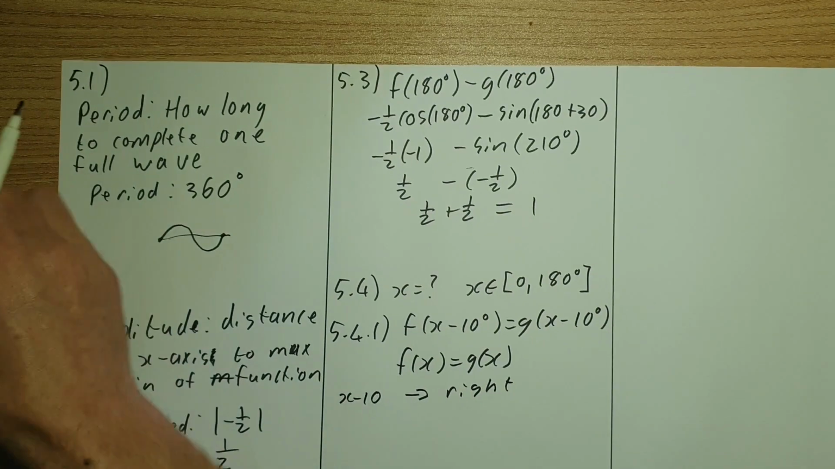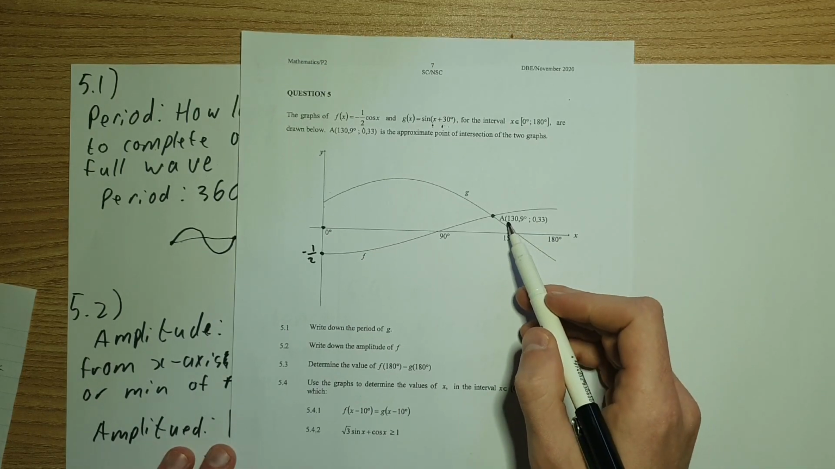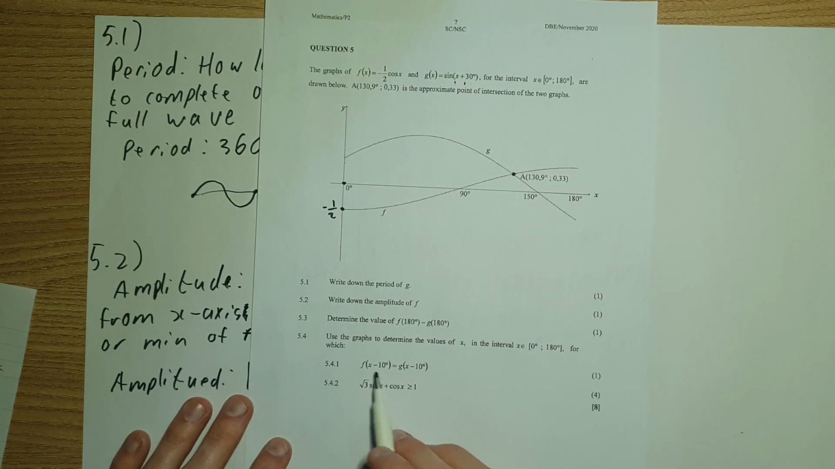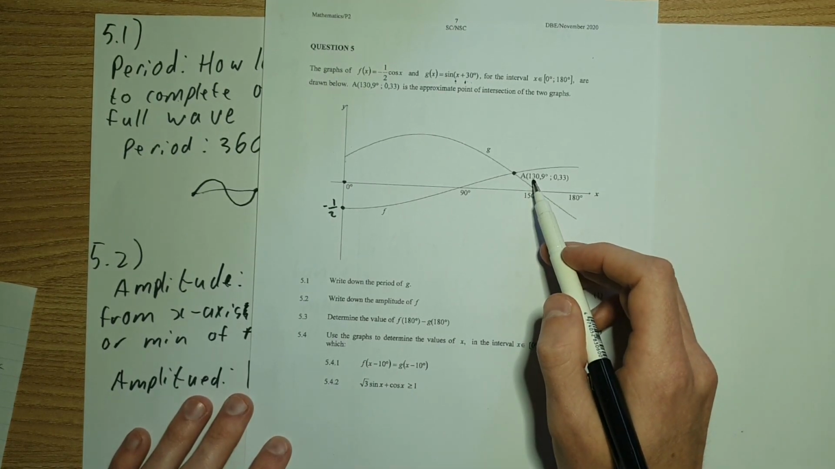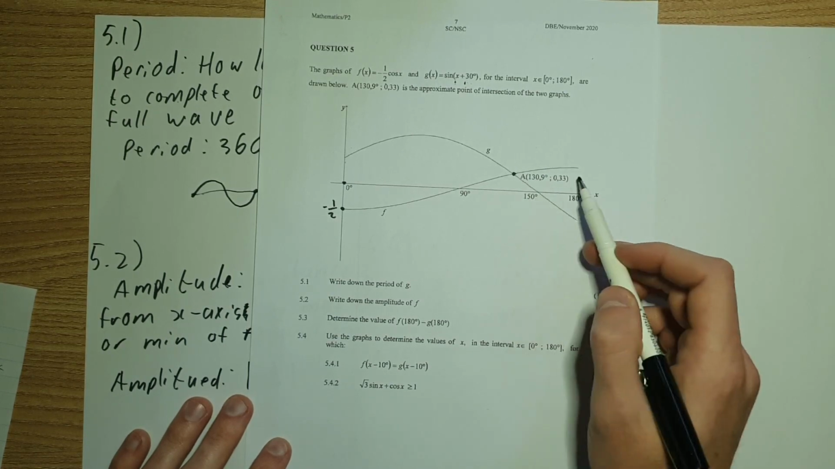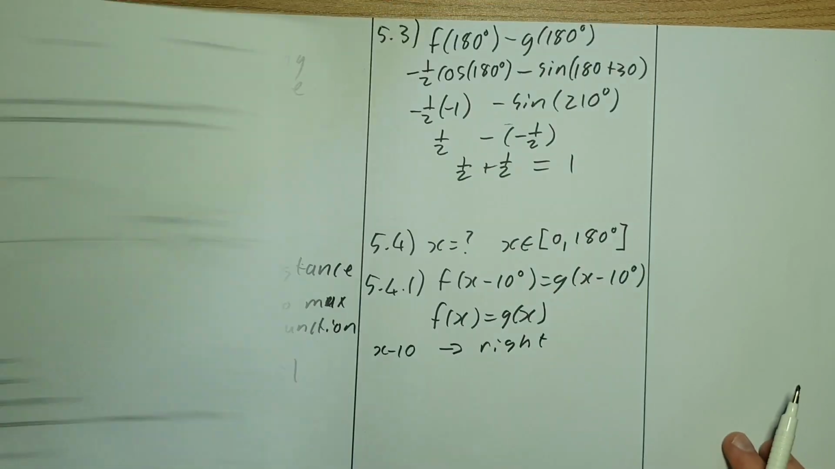Okay, so look at your coordinates over here. My x coordinate for A is 130.9. But now they're telling us that my graph's shifting to the right by 10 degrees, which means all I need to do is take that value over there, which is the intersecting point, and add 10 degrees, and that becomes the new point where the two graphs intersect each other.